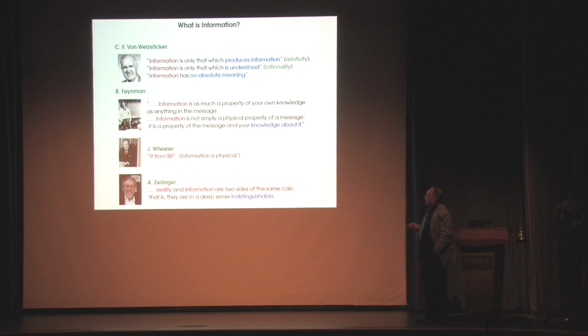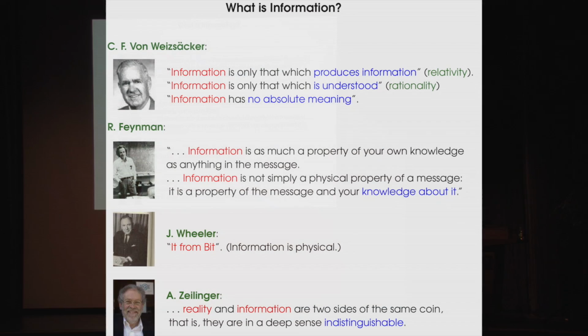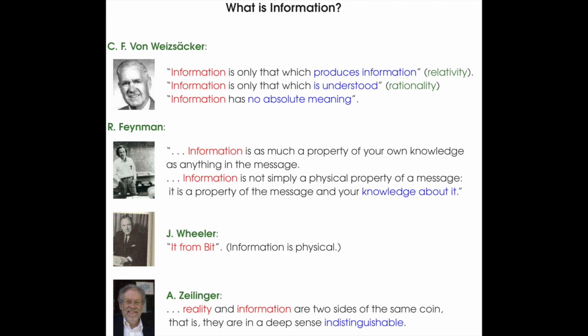Now let's stay in physics. In the 80s, John Wheeler, another great American physicist, when quantum mechanics was becoming more and more popular and better understood, came up with a famous statement, it from bit. It here means the physical real world. Bits here means information. He basically claimed that reality comes from information.